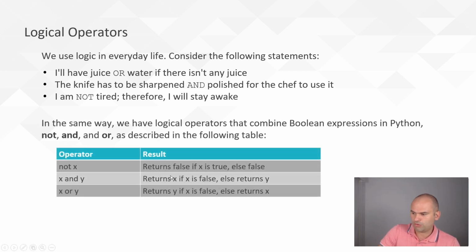Not x returns false if x is true, else true. X and y returns x if x is false, else returns y. X or y returns y if x is false, else returns x. So with no further ado, let's have a look at what this looks like in a program.